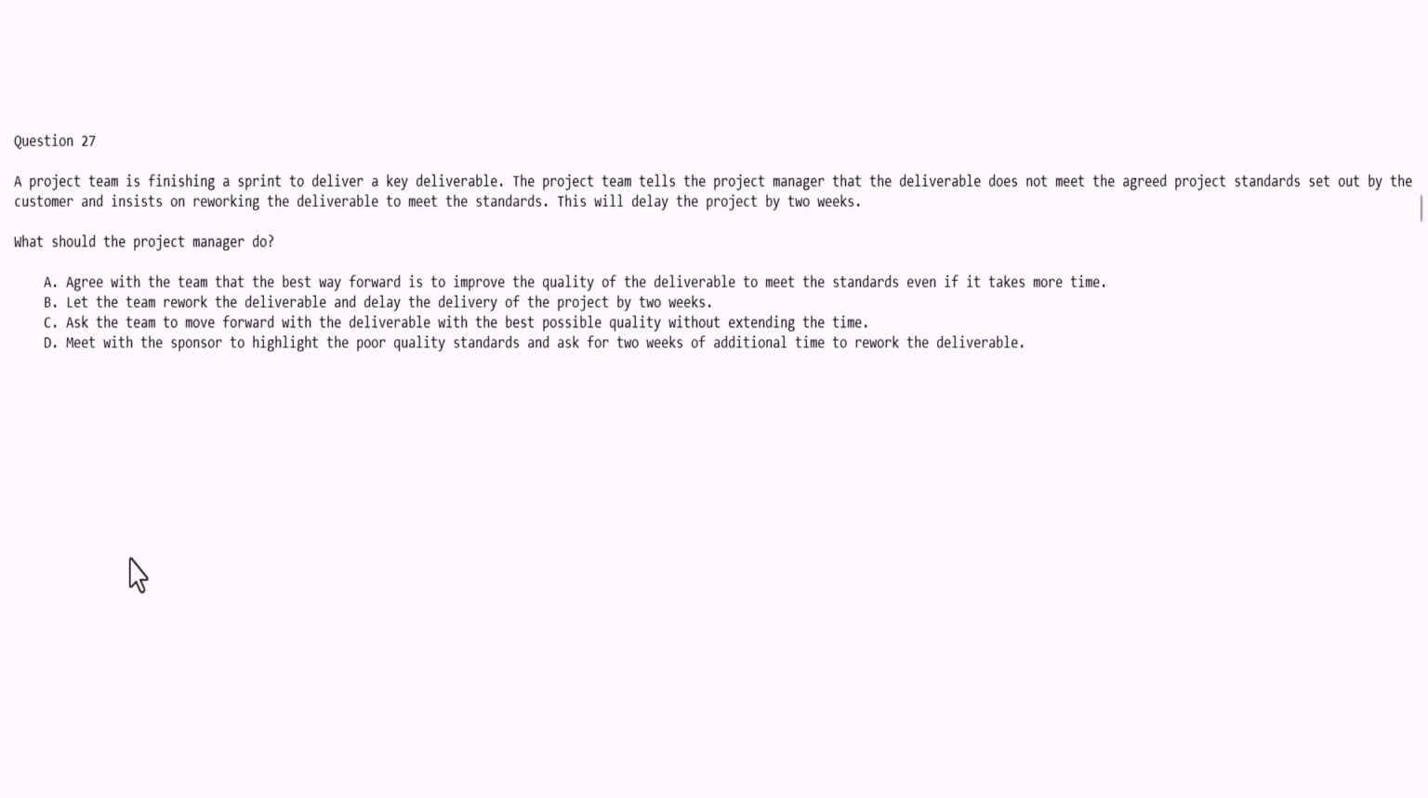Option A, agree with the team that the best way forward is to improve the quality of the deliverable to meet the standards, even if it takes more time. Option B, let the team rework the deliverable and delay the delivery of the project by 2 weeks. Option C, ask the team to move forward with the deliverable with the best possible quality without extending the time. Or option D, meet with the sponsor to highlight the poor quality standards and ask for 2 weeks of additional time to rework the deliverable. So we're going to pause the video momentarily, give you the opportunity to answer, and then resume it with the actual results.